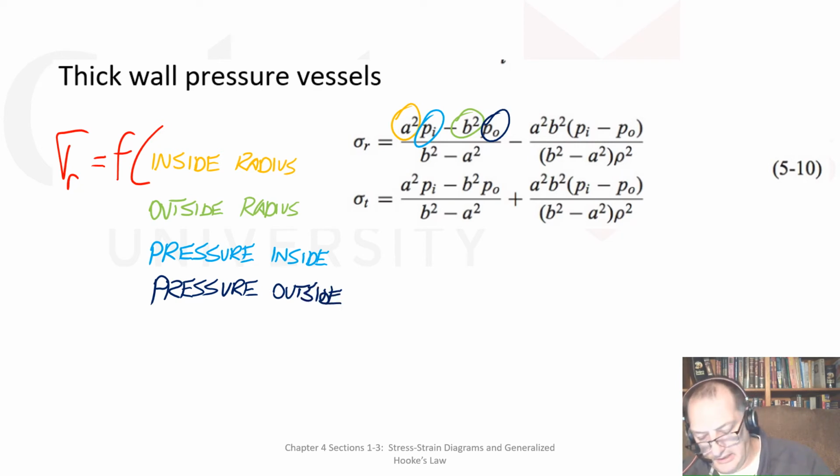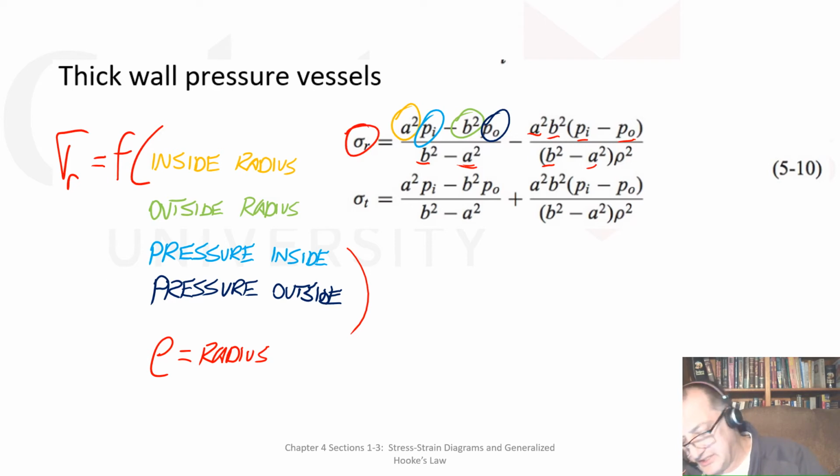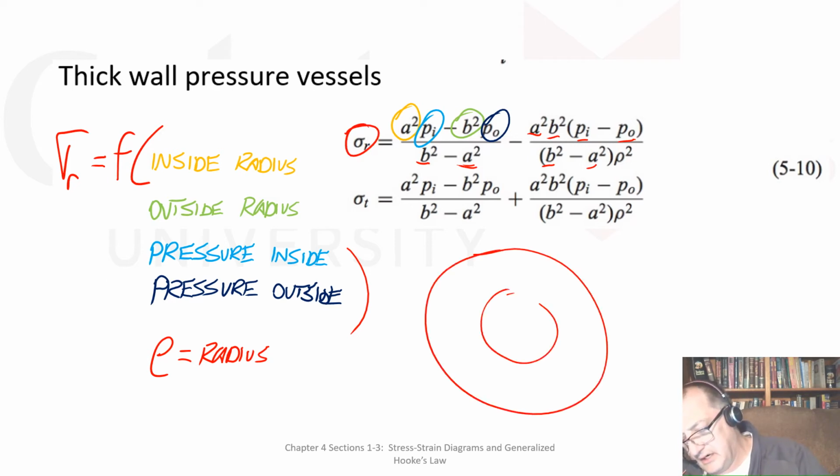Now those are the four variables, and we can start going through and going, yeah, that one I accounted for. That's outside radius, inside radius, outside radius, pressure, outside, inside. What's rho? Rho is equal to the radius. That is the radial stress as I draw this out here.